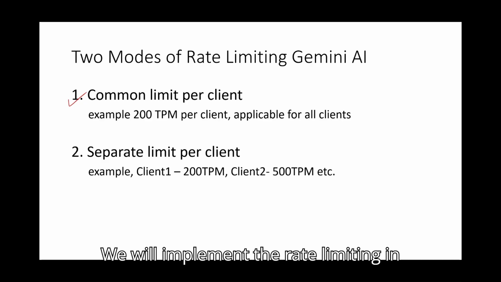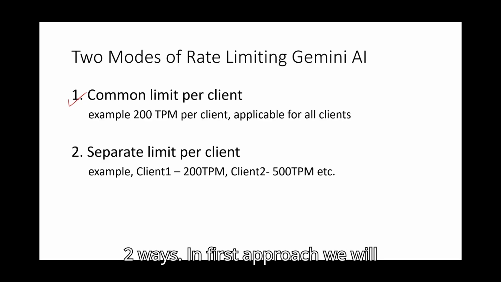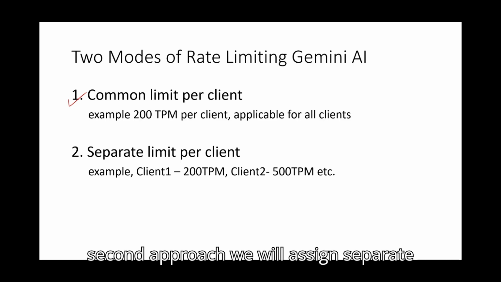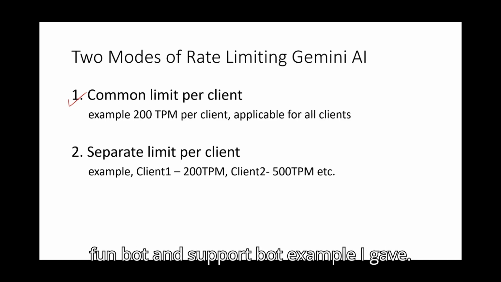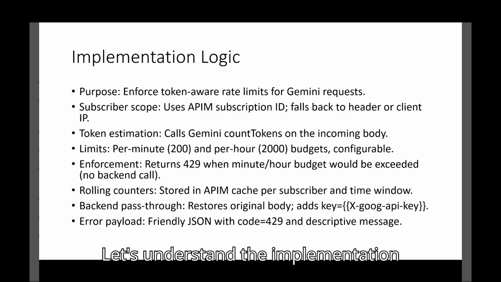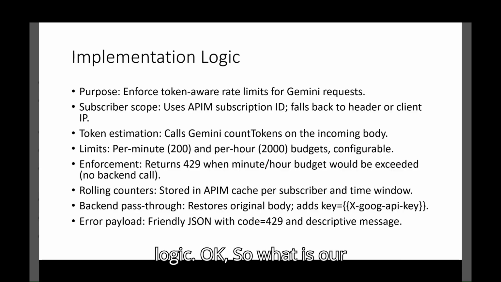We will implement the rate limiting in two ways. In the first approach, we will configure a common limit across all clients. Say we set up a limit of 200 TPM, and all consuming clients will get the same limit. In the second approach, we will assign a separate rate limit per consuming client, just like the fun bot and support bot example I gave. Let's understand the implementation logic.